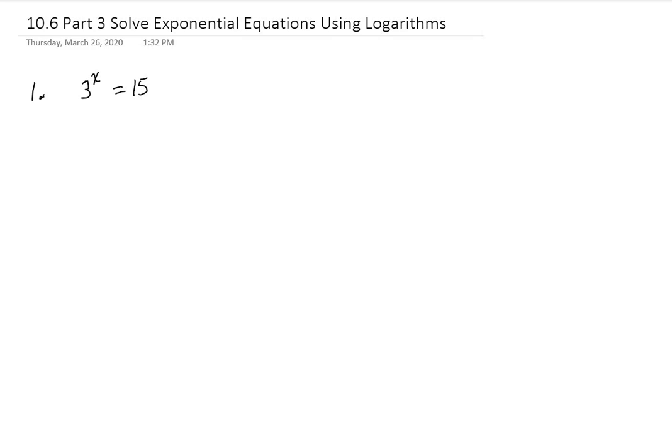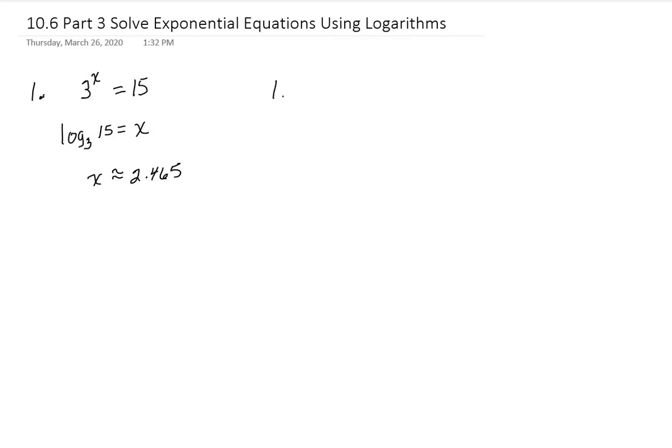So one of the ways that I can solve this is to rewrite this exponential as a logarithm. So I'm going to have the log base 3 of 15 equals x. And I can just put that into my calculator, and I get x to be approximately 2.465.